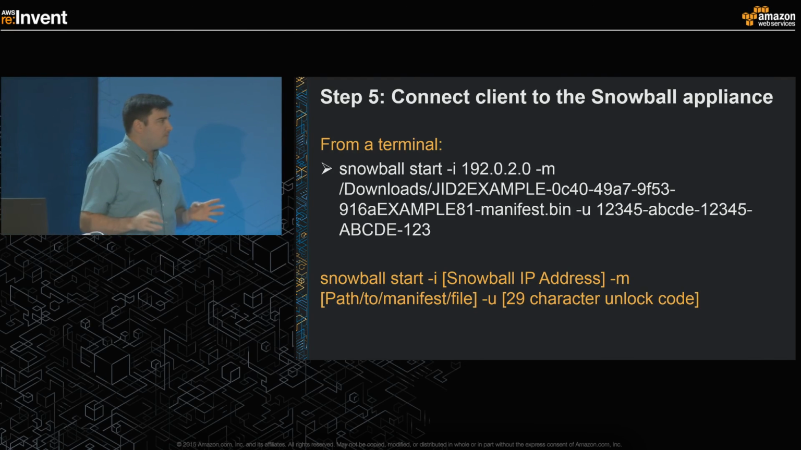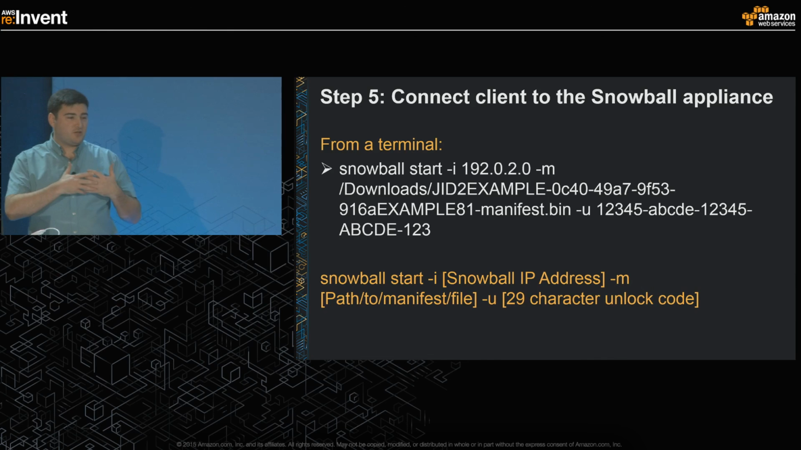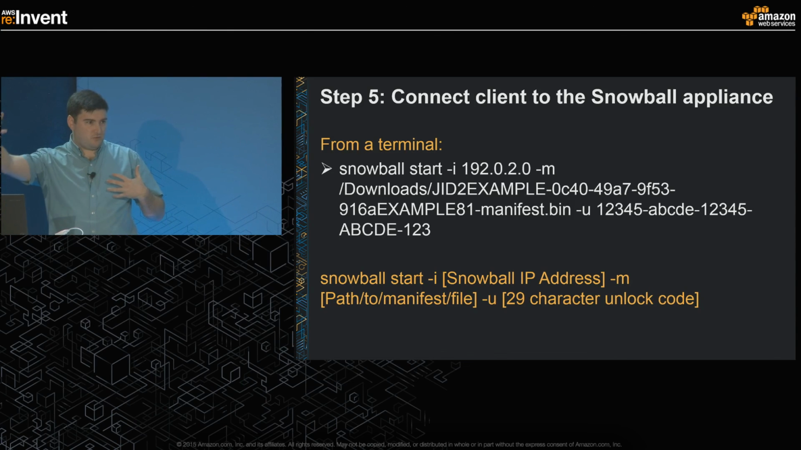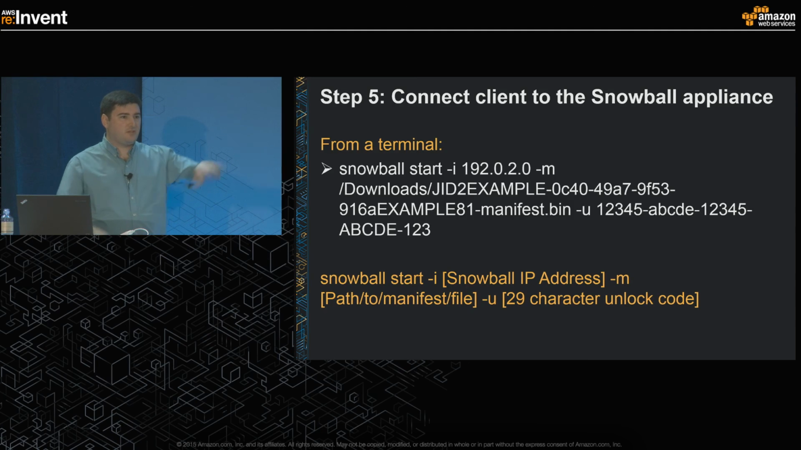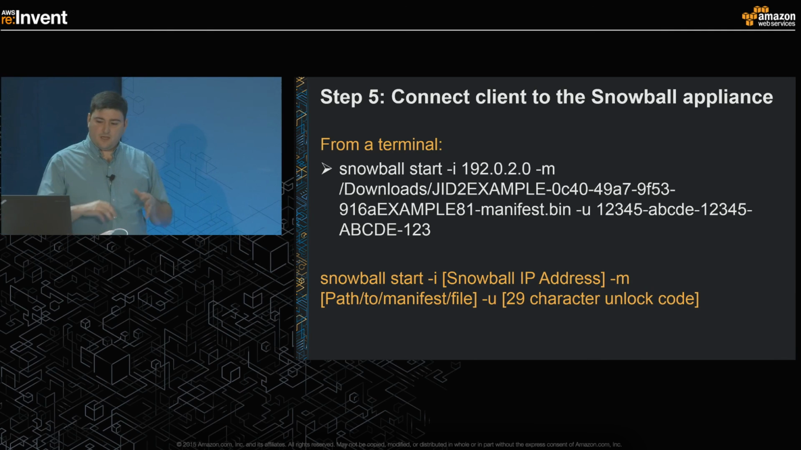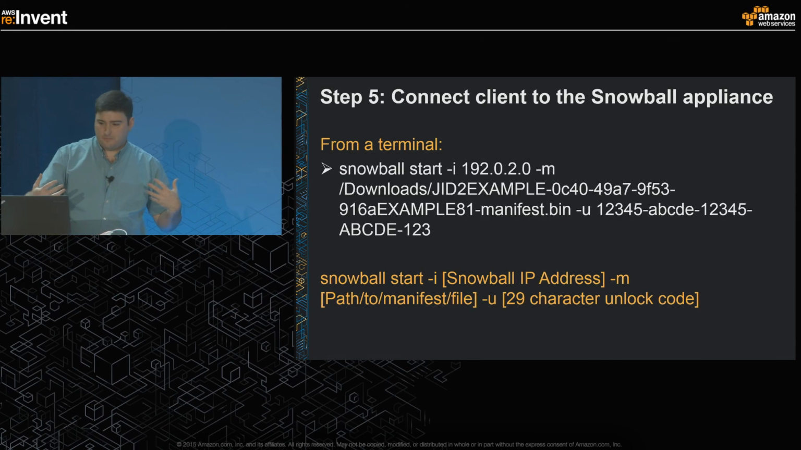So you get those 2 pieces of information, and then you're going to run the Snowball client. From a terminal, you first have to start the Snowball client to establish a secure connection from your client machine to the Snowball. In this example, we're doing a Snowball start, and we're passing it the IP address of the Snowball, exactly what you'd find on the e-ink label on the front, the path to the manifest file, and then the unlock code. If that's successful, you're establishing that secure connection to the Snowball, and you're ready to copy data.